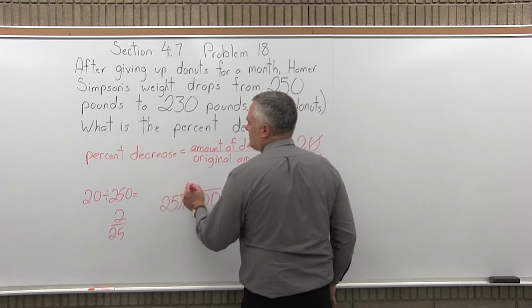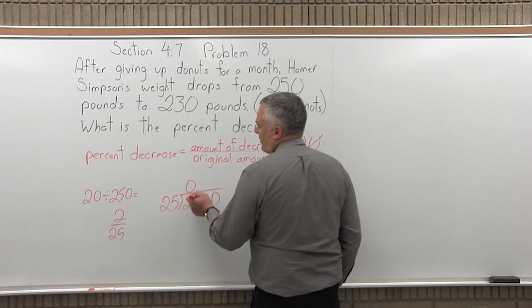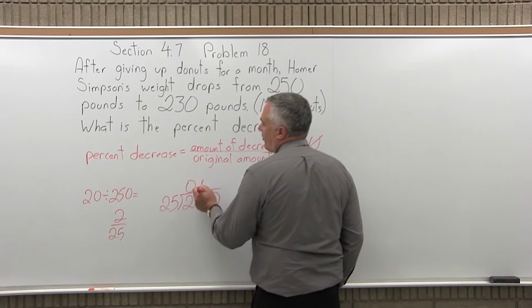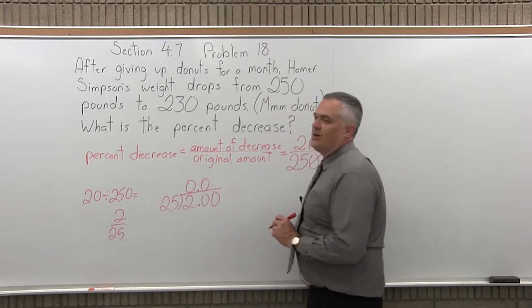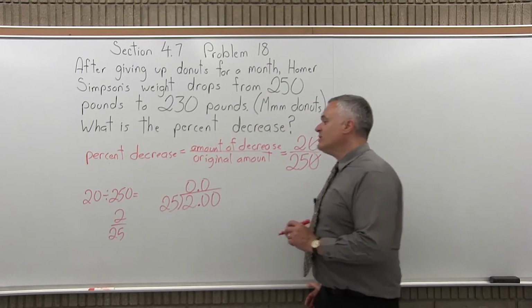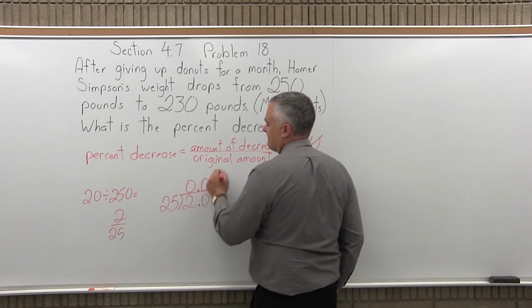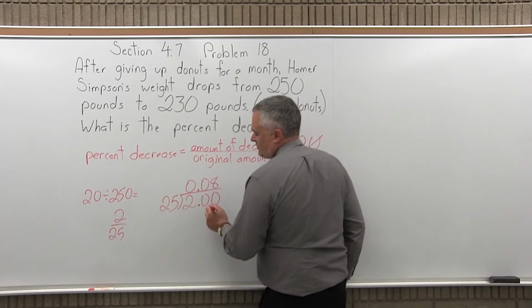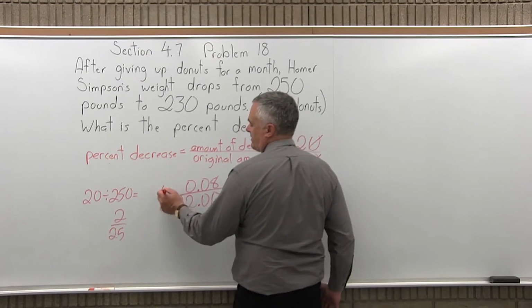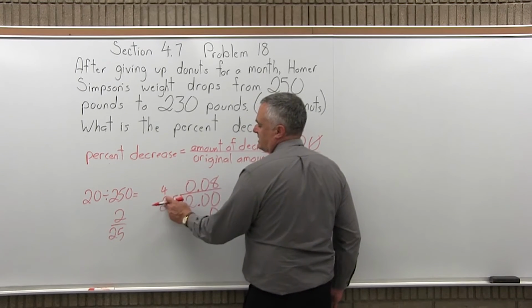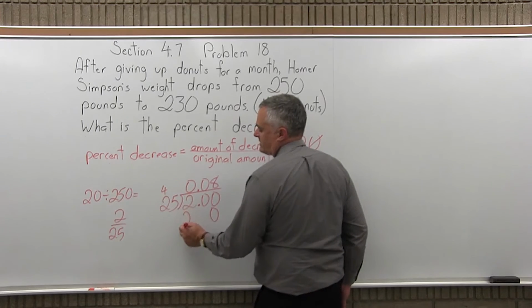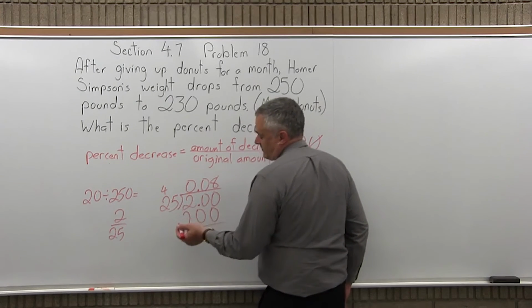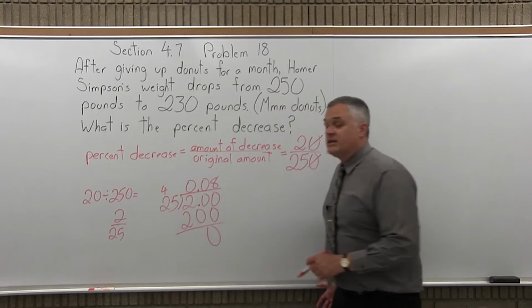So it went into the 2 0 times, and the decimal comes straight up. It went into the 20, also 0 times. Into the 200, though, it'll go in 8 times. 8 times 5 is 40. Write the 0, carry the 4. 8 times 2 is 16, plus the 4 that you carried is 20. Give me a 200. So 200 minus 200 is 0.